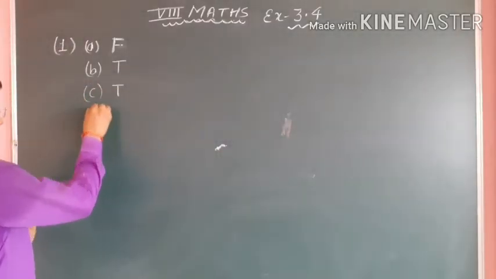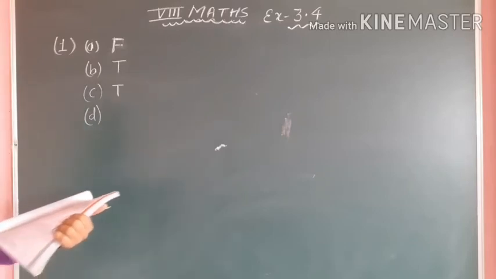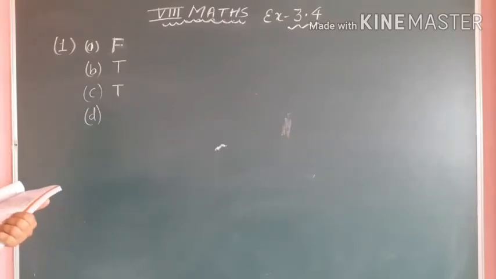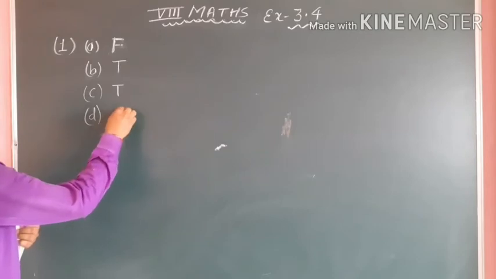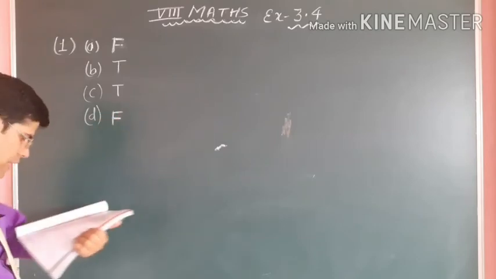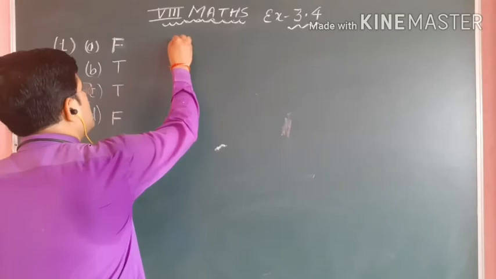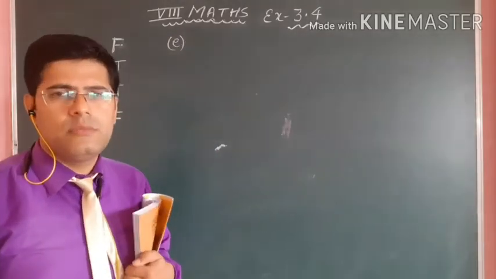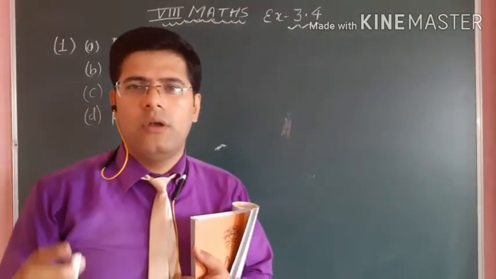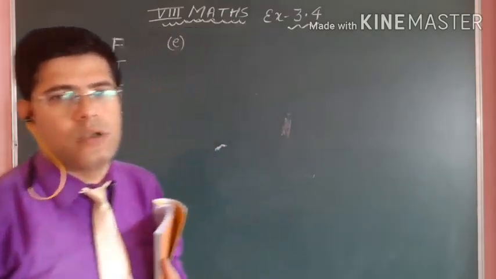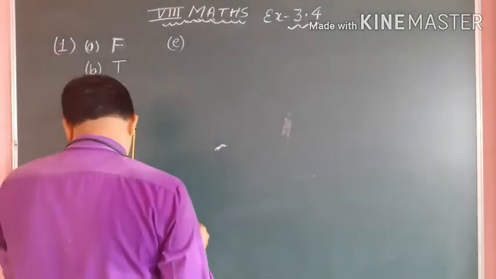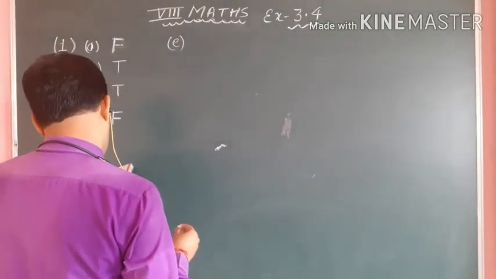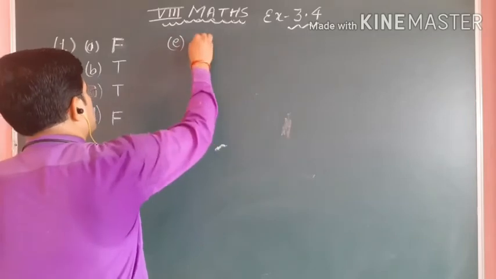Now D. All squares are not parallelograms, so it's false, because I already told you that a square has everything, so all squares are parallelograms. Now the E part. All kites are rhombuses? No, because in a rhombus all sides are equal, but in a kite only two pairs of adjacent sides are equal. So all kites are not rhombuses, false.